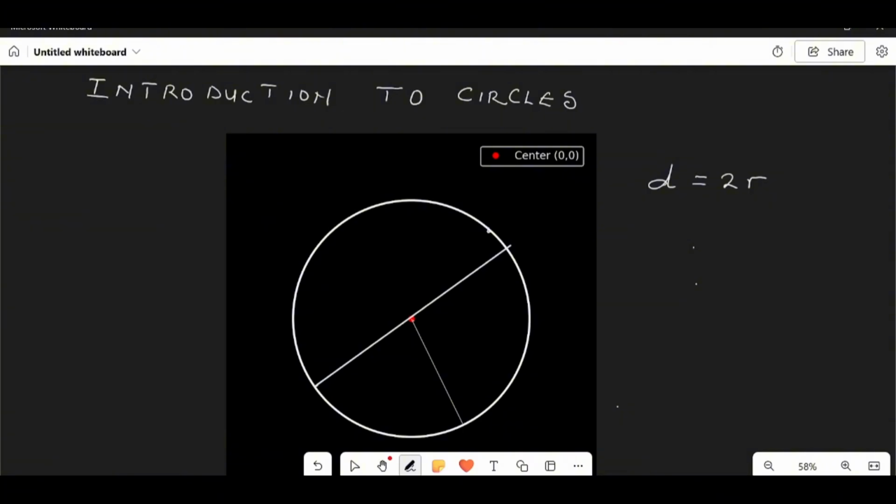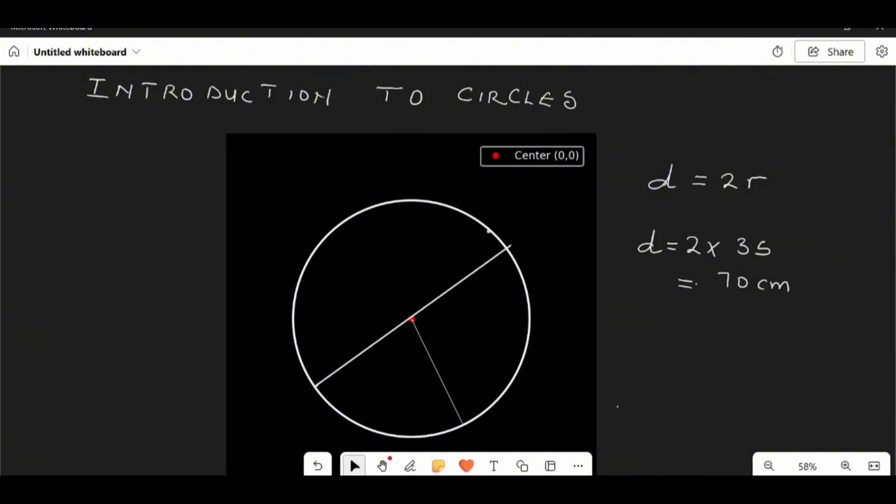For example, if a bicycle wheel has a radius of 35 centimeters, then its diameter is d equal to 2 multiplied by 35, which is going to give us 70 centimeters.